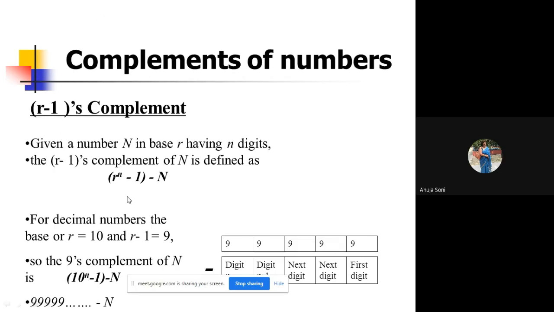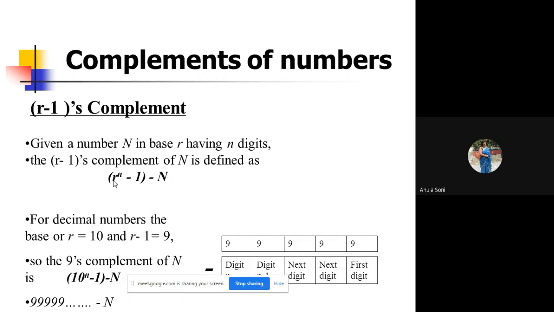In general, this is the formula to find the complement of a number. This is the formula to find the r minus 1's complement of a given number N, and it is defined by this formula: r raised to the power n minus 1 minus N, where capital N represents the given number, small n represents the number of digits in the given number N, and r represents the base or the radix of that numbering system.